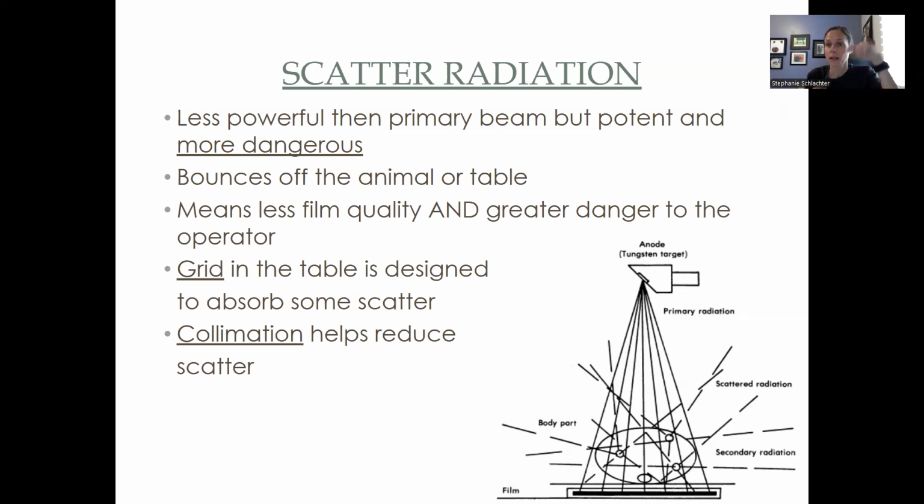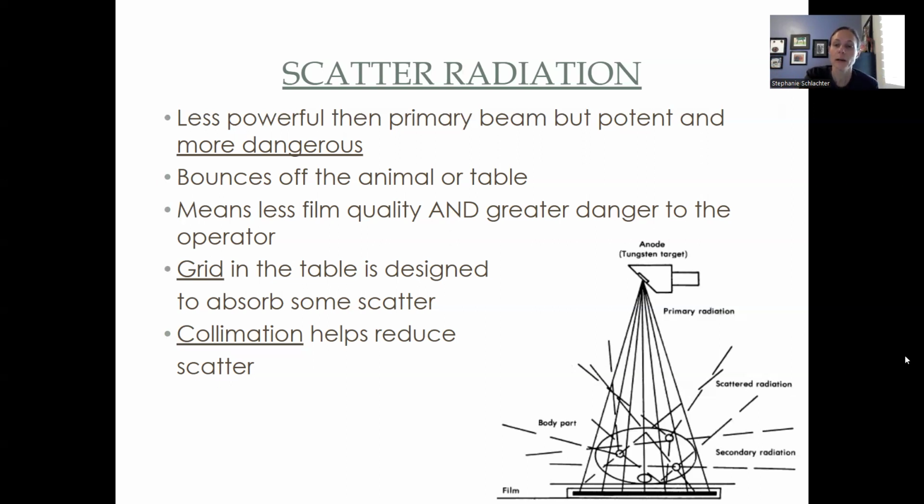So, even though it's bouncing off, we don't know which direction it's gonna go in, right? It could go to the left, it could go to the right, it could go straight back up, okay? So even though these X-rays aren't as strong as coming from the primary beam, we should know we're keeping out of the primary beam, right? We know that our collimator gives us a light where that primary beam is gonna be. So we know we need to stay out of there, but like I said, we never know where the scatter radiation is gonna go. So that's why it's more dangerous to us, okay?